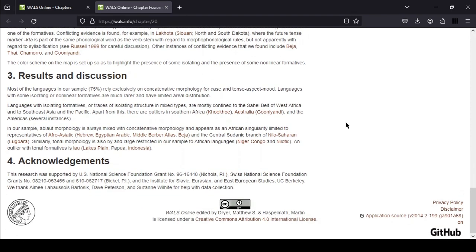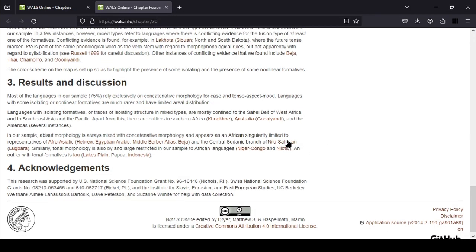Let's discuss. Most of the languages in our sample, 75%, rely exclusively on concatenative morphology for case and TAM. Languages with some isolating or non-linear formatives are much rarer and have limited areal distribution. Languages with isolating formatives, or some traces. Sahel belt.